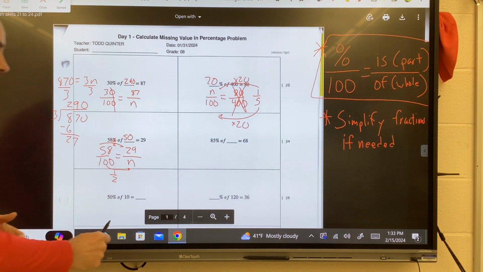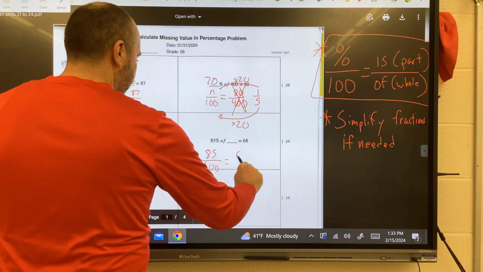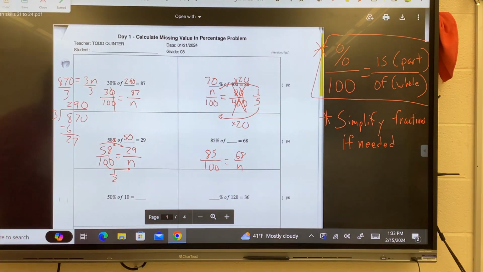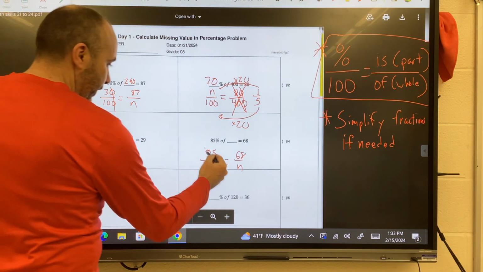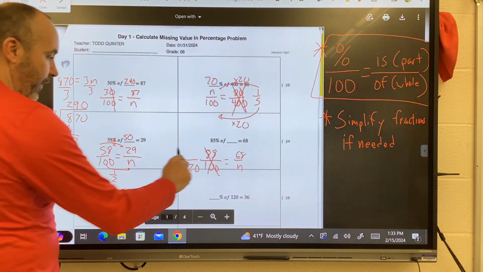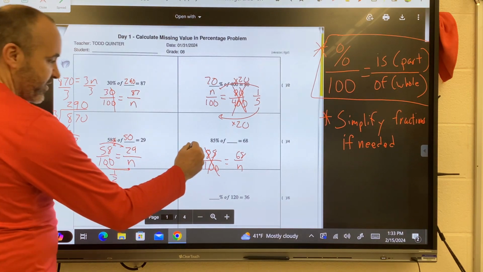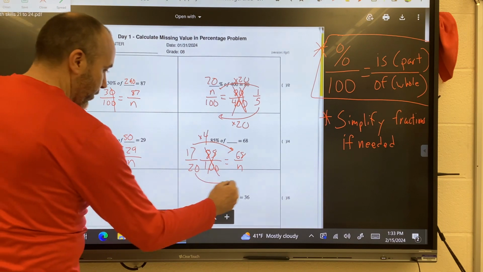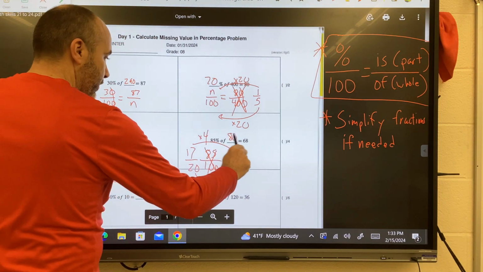So just continuing on to set these up, 85 over 100 is over of, so we don't know the of. And if you want to simplify it to make smaller numbers, I would definitely do that. Divide both of these by 5. I would have 20, 85 divided by 5 is 17. And try to think, what can we do to 17 to get to 68? Well, that's multiplying by 4. So that means we have to multiply 20 by 4. 20 times 4 gives us 80.